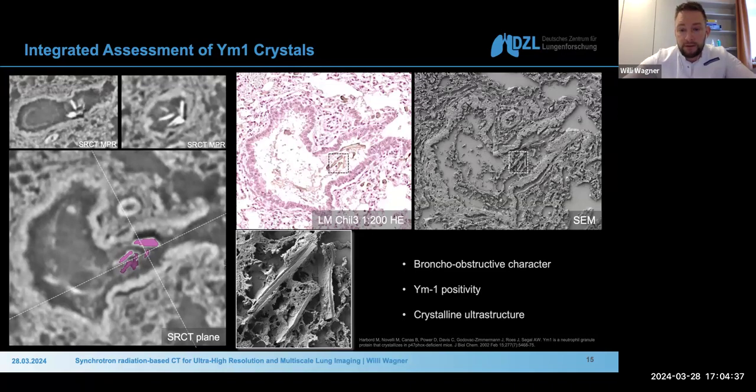We found out that those deposits were YM1 positive. It's like an immune reaction of the lung, but one that's too high. There is an enzyme being secreted in way too much secretion, and the amount is so high that it will form crystals that can inhibit airflow in the very small airways.